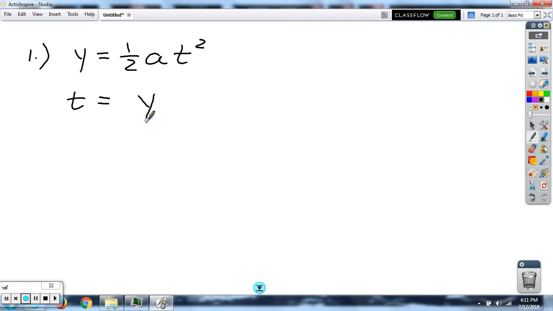Alright, so I had the y over there on the left, so I've swapped sides. To get t by itself, I have to get rid of the half. It's being multiplied by a half here, so I'm going to divide both sides by a half. Now, instead of dividing both sides by 1/2, you can multiply both sides by 2.